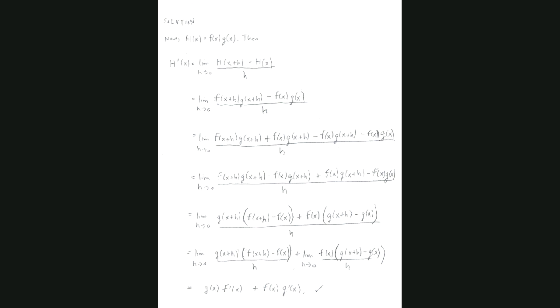Well, to prove the rule, I'm going to define my product, fg, as my big H function. Thank you, Shako, my big H function of x. Then H prime of x, using the definition of the derivative, will be the limit as little h goes to 0 of big H of x plus h minus H of x, over h. Okay.